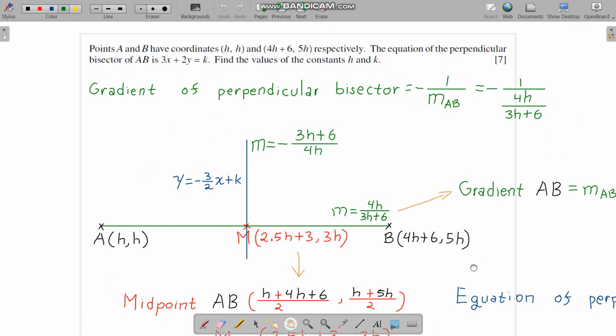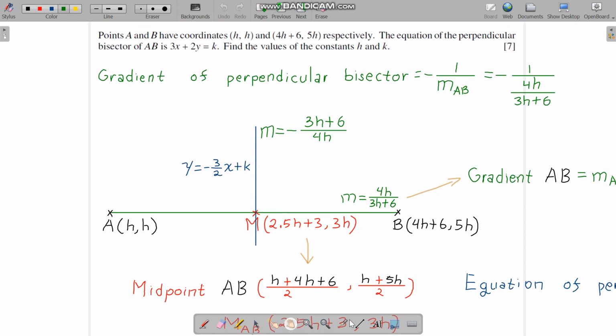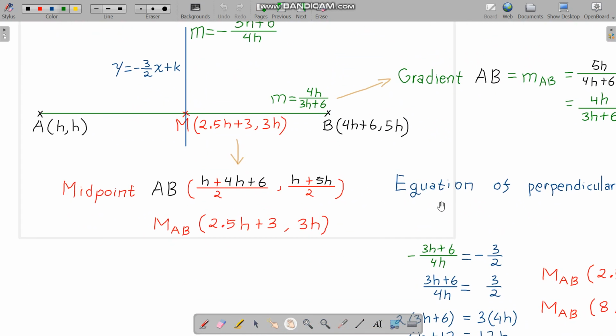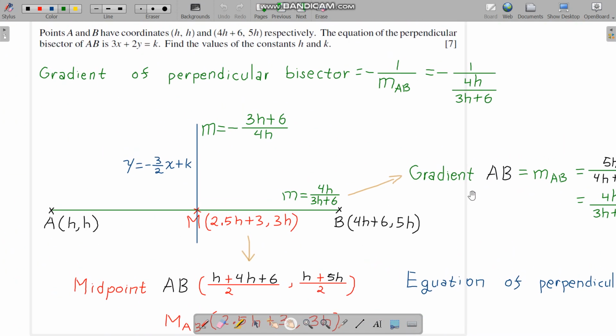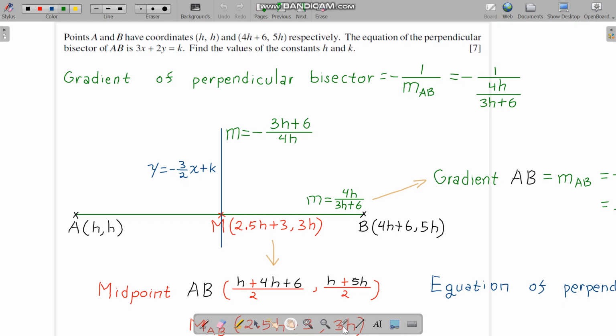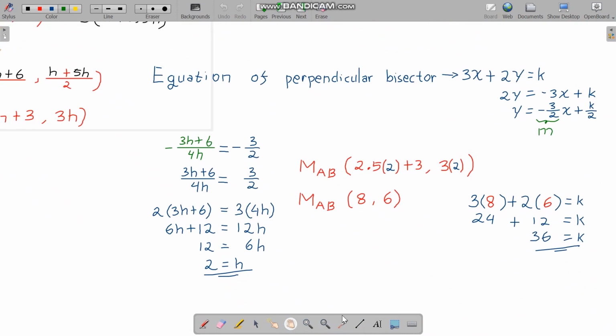And now it's given that the equation of the perpendicular bisector is this. So we can rearrange the equation of the perpendicular bisector here. This is the equation given in the question, but we can rearrange to get this form so that we can see the gradient. Now the gradient is minus 3 over 2, but here we also get the gradient in terms of h. So since they must be the same, we just equate them and cross multiply and do the algebra until we get the h value.